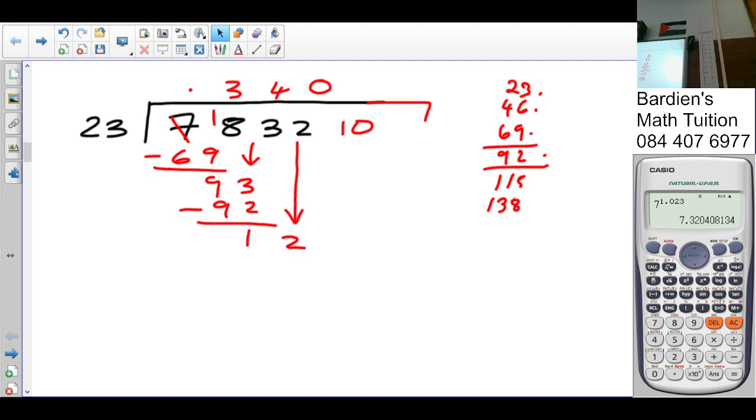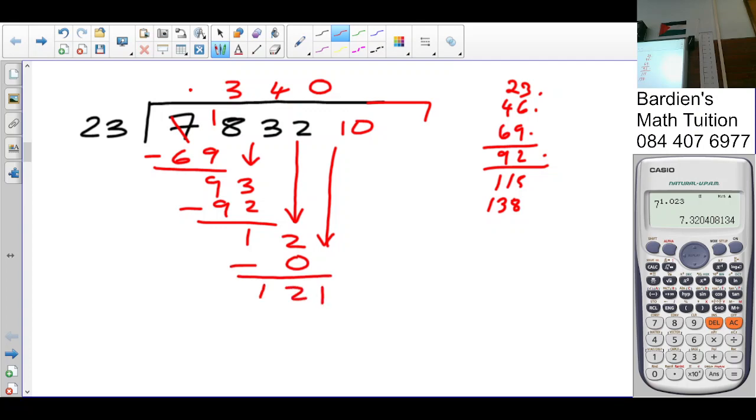Come on now. Alright. People, 23 can't go into 12. So I put that 0 there. 0 times 23 is 0. Carry down the 1. 121. So it goes 1, 2, 3, 4, 5 times. 5 times 23 is 115. Minus. So that gives you 6. You all agree with that?